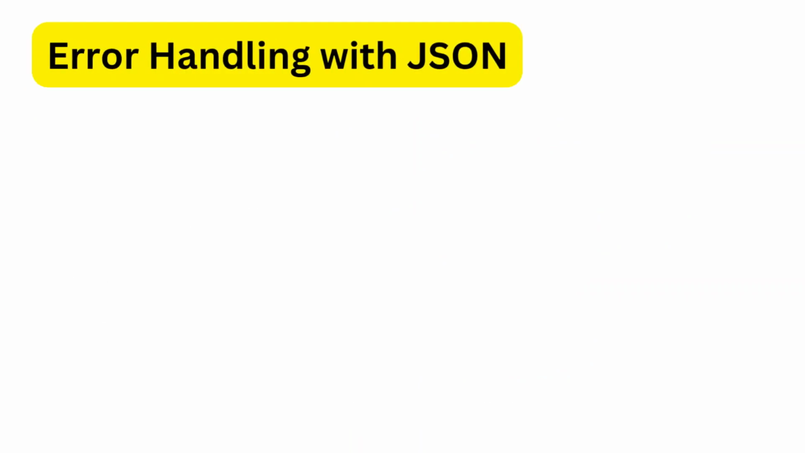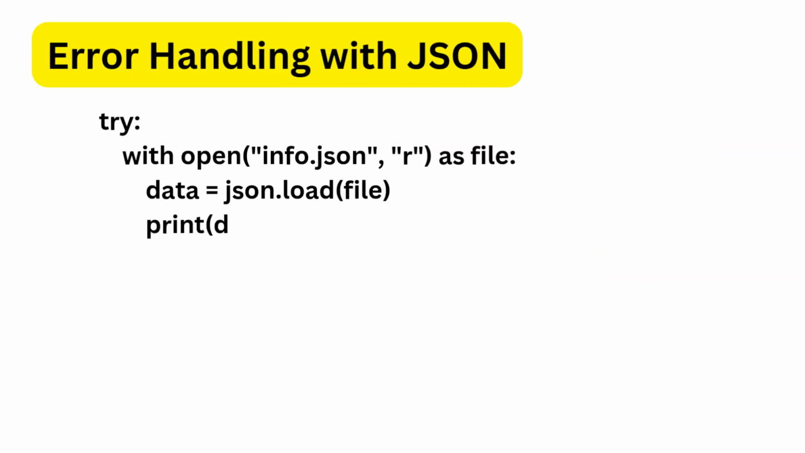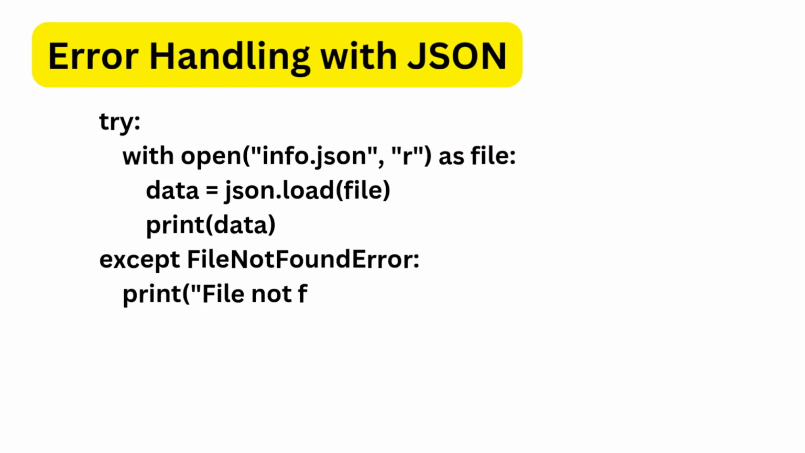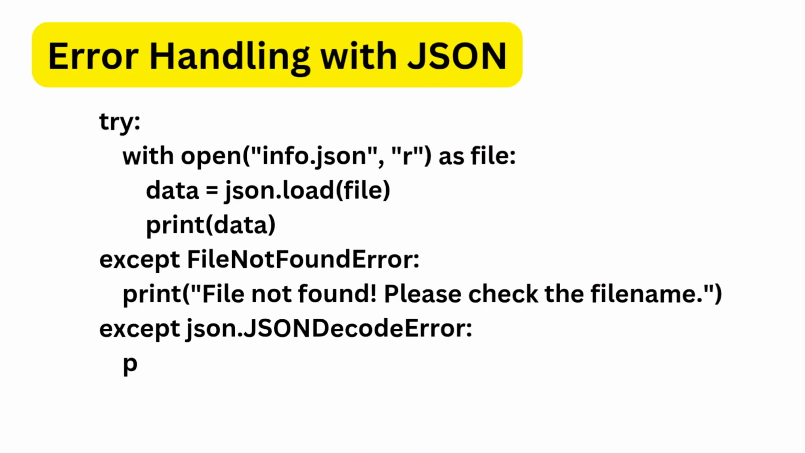So let's combine what we learned with error handling from the last video. Here, try with open information.json, r is used for read the file. data = json.load, print data, except FileNotFoundError, that will be printed. File not found, please check the file name, and except json.JSONDecodeError, print invalid JSON format. So this makes your JSON operation safe and professional, especially when working with API data.